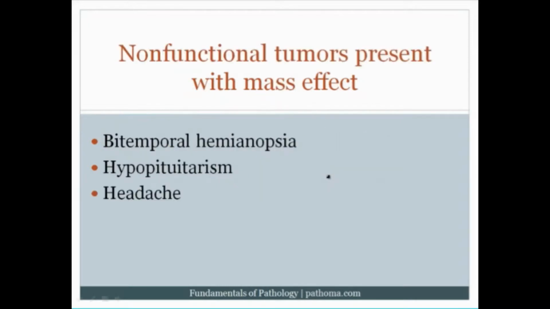Now, if the tumor is non-functional, then it will present with mass effect. One of the classic presentations would be, for example, bitemporal hemianopsia. Now recall that the pituitary sits in the sella turcica, and adjacent to the sella turcica is the optic chiasm. So if the tumor was to press on the optic chiasm, this would result in bitemporal hemianopsia, or loss of peripheral vision in both eyes.